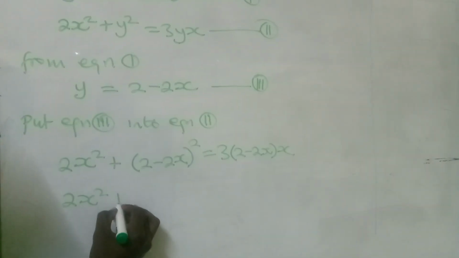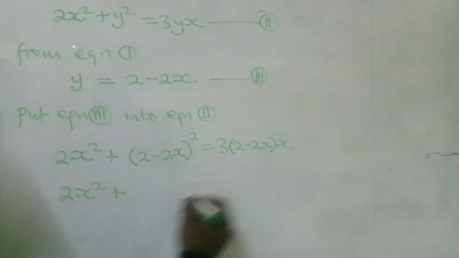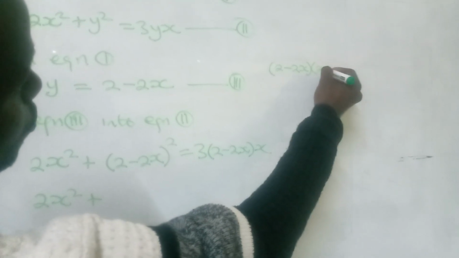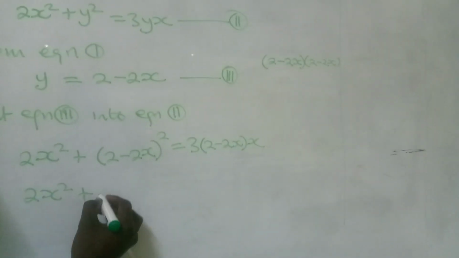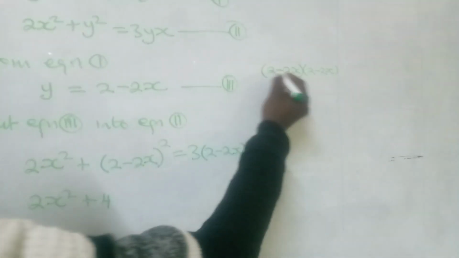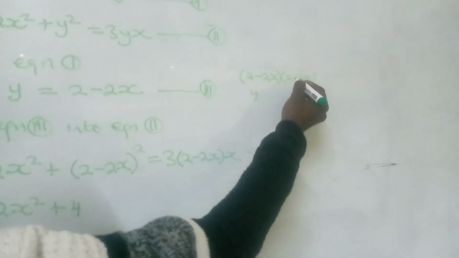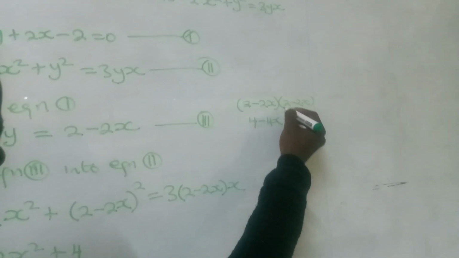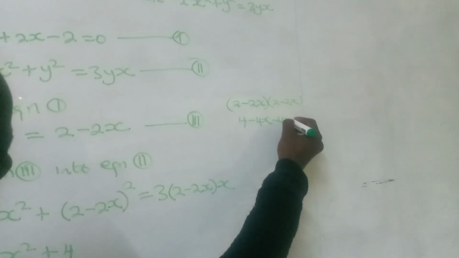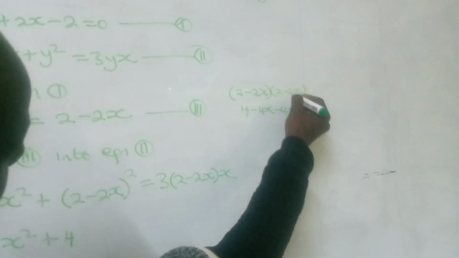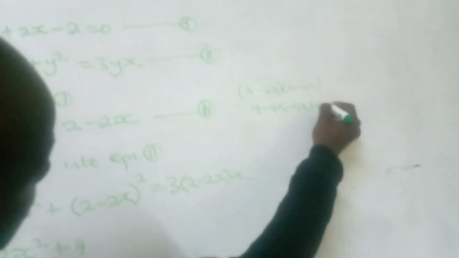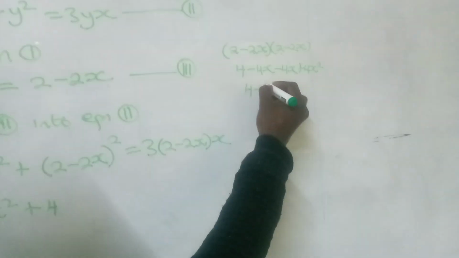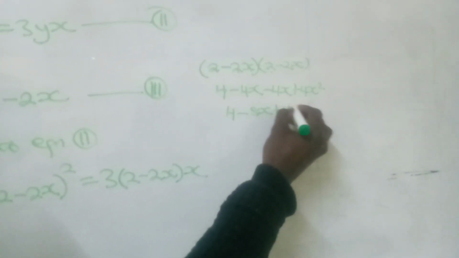Then when we square this, remember expansion. When we expand, it's going to be 2 minus 2x times 2 minus 2x. That is going to give us 4, because 2 times 2 is 4. 2 times negative 2x is minus 4x. Minus 2x times 2 is minus 4x. Then minus 2x times minus 2x is plus 4x squared. So this will give us 4 minus 8x plus 4x squared.